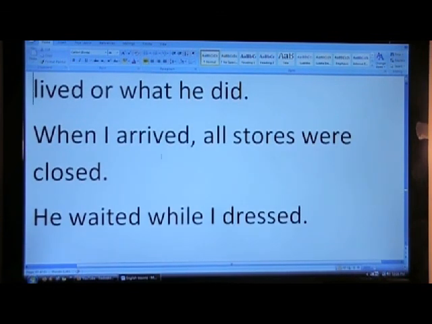When I arrived, phrase, all stores were closed. This part can stand on its own, this part cannot. So the phrase, comma, and then the rest. When I arrived, all stores were closed. He waited, a complete sentence. While I dressed, phrase, no comma.